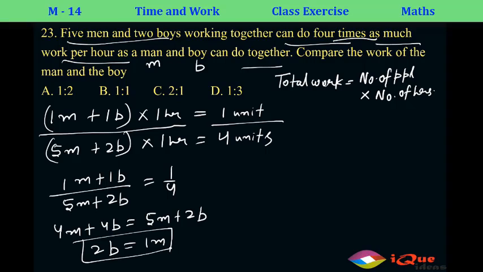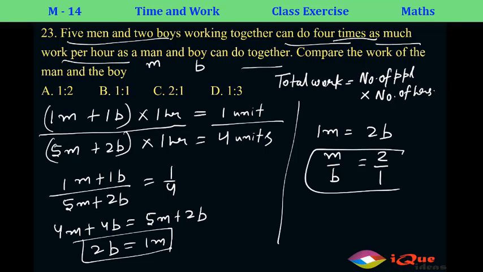So we have 1 man equal to 2 boys. The question is asking, compare the work of the man and the boy. That means man is to boy will be 2 is to 1. This is the ratio of work done by them in 1 hour, or the ratio of speed. If you look at the options, option C will be the correct answer. Man is faster than boy because we have got one man equal to two boys. Alright, now let's go to the next question.